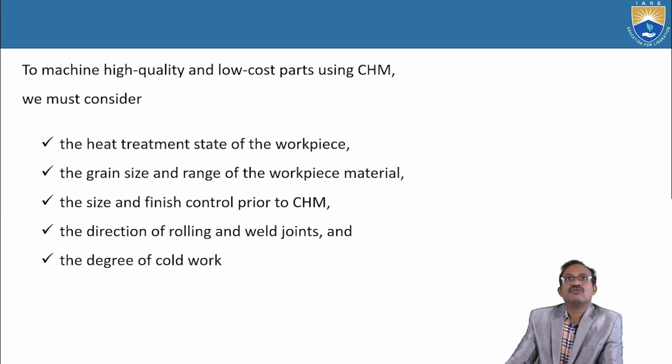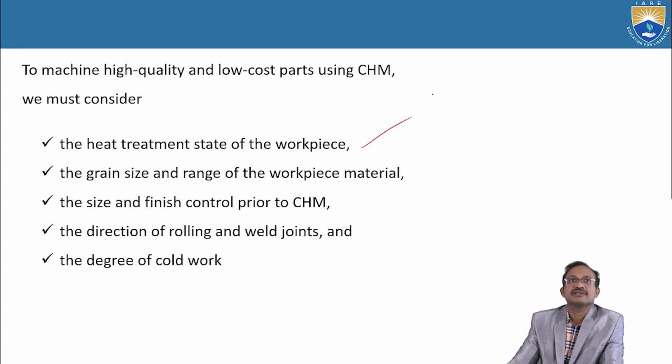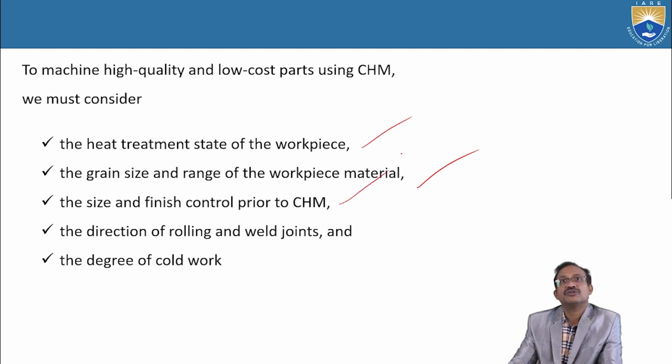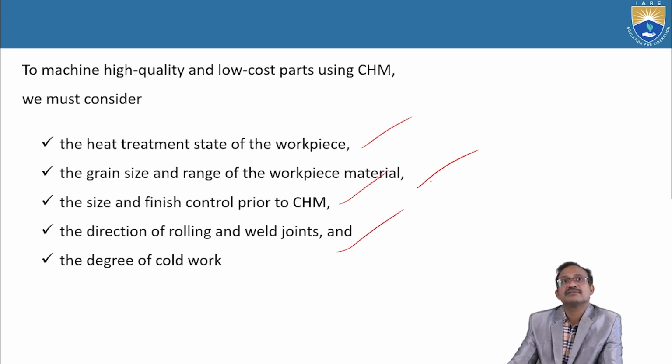To machine high quality and low cost parts using chemical milling, we must consider these things: the heat treatment state of the workpiece, the grain size and the range of the workpiece material, the size and finish control prior to chemical milling, the direction of rolling and weld joints, and the degree of cold work.